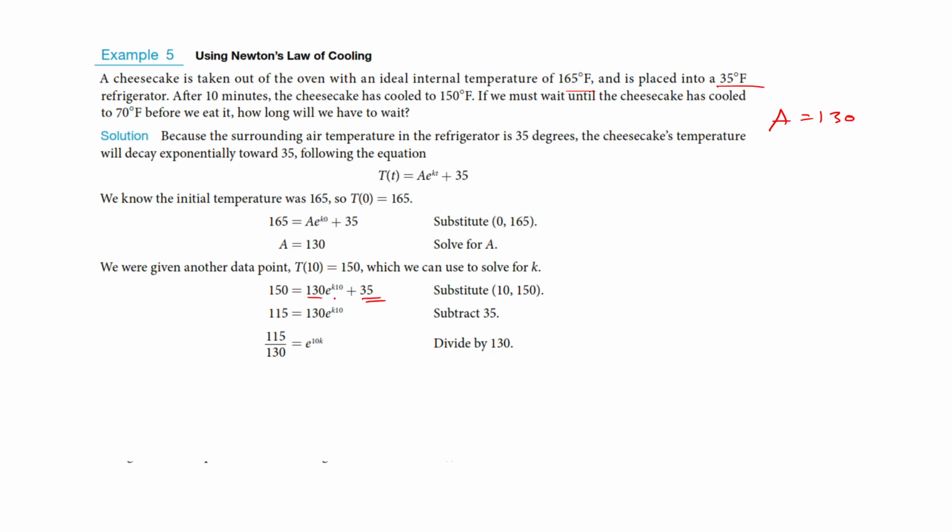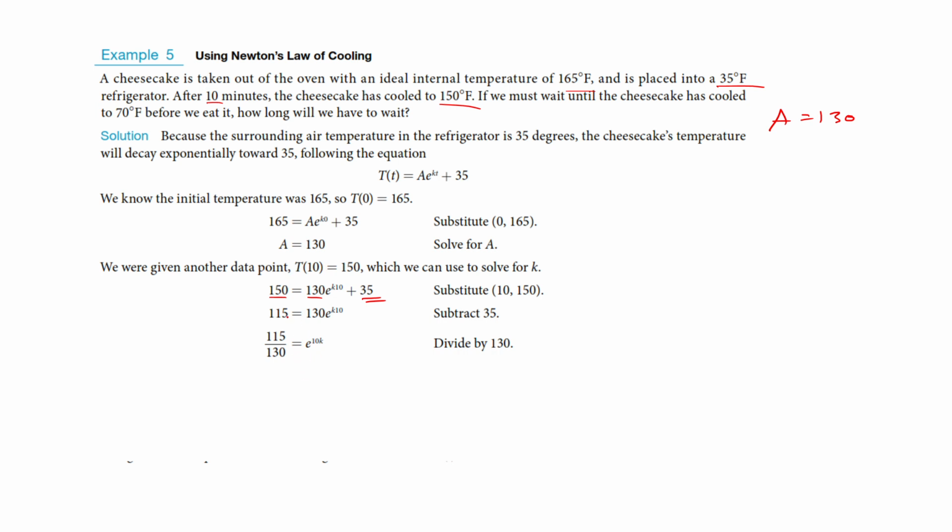What we need to do, just like we did in our last section, is we need to find the value of k. What is that value? Well, thankfully we have a point. We have a value for after 10 minutes, we've got 150 degrees Fahrenheit. So I can plug that in. So 10's going in for time. I've now got a temperature of 150 degrees. We've cooled down by 15.